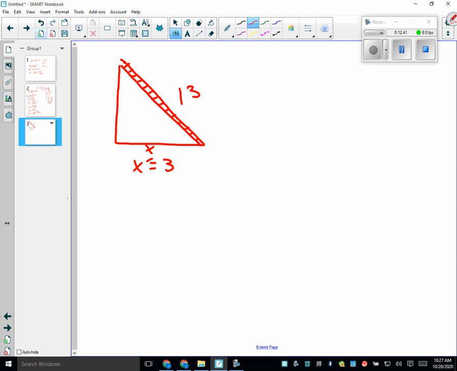How fast is the top of the ladder sliding down? What do I want to find? Y prime. Good. So it's always going to be a prime when you're finding something that's moving. Anything moving is prime. Changing. What else do I know?